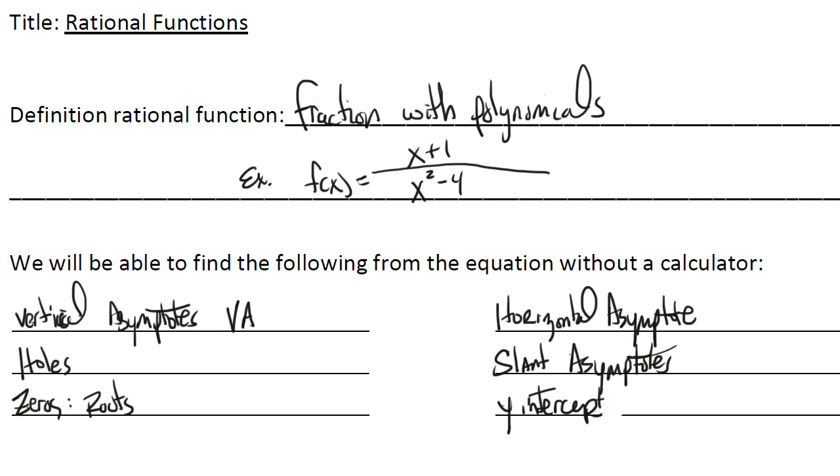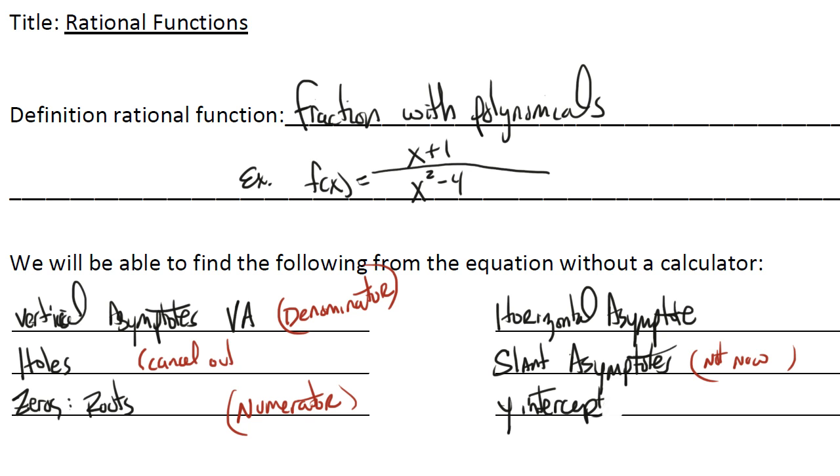All right, now let's talk about where we'd find these things. Vertical asymptotes, you find in the denominator. Roots are in the numerator. Slant, we'll do later, not now. Holes: when you factor a problem, holes are what cancel out. So when we do a problem and something cancels, that's how you know there's a hole.